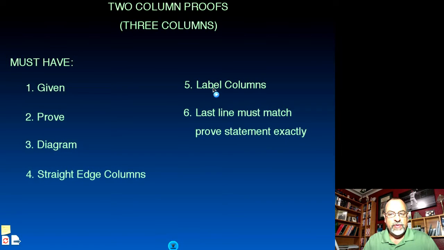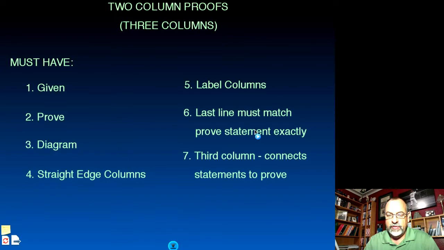It's very important that the last line in your proof must match the prove line exactly. So the last line in your proof should always be exactly what it is in line 2 here that we're being asked to prove. That way we know we've proven it. We don't leave anything up for anybody else to assume. We make sure our last line matches that line, and then we know that we've completed our proof.